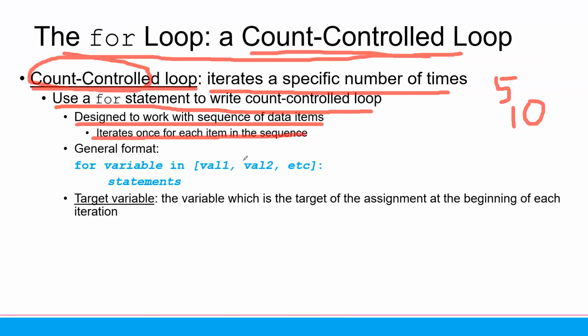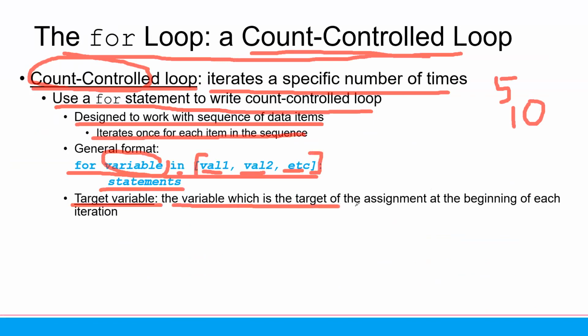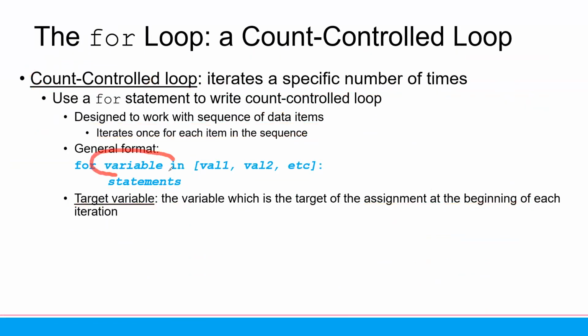So the general format will be something like this: for any variable in the sequence of items, we have value 1, value 2, and so on, then do some statement. The target variable means the variable which is the target for the assignment at the beginning of each iteration. So this is the target variable. You will check what is inside this particular element.